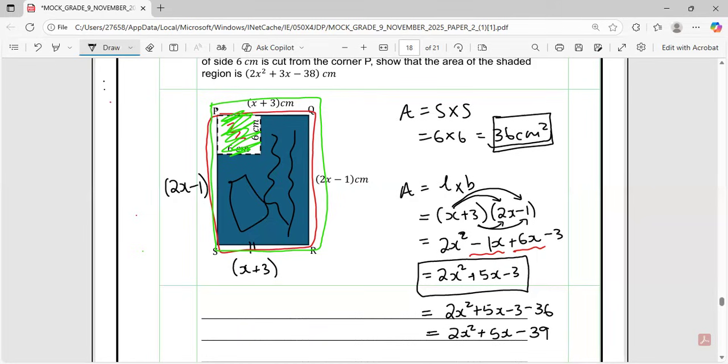All right, so is that a trinomial? Yeah, it's a trinomial, but what they wanted us to show was only that. So here is our answer.